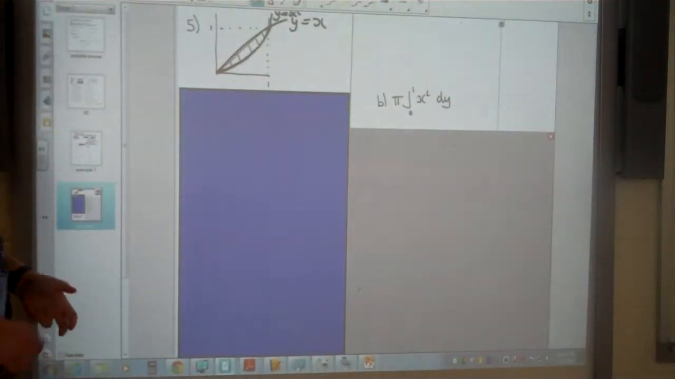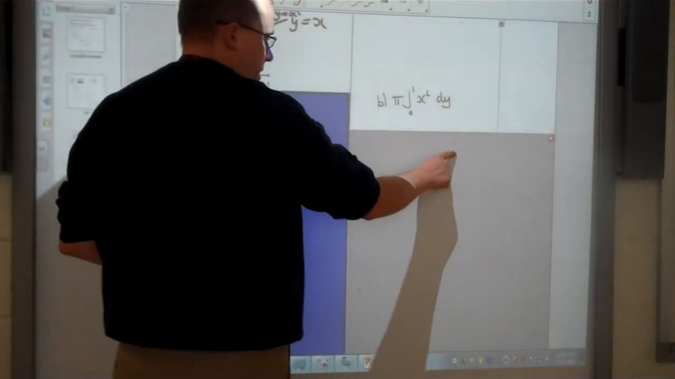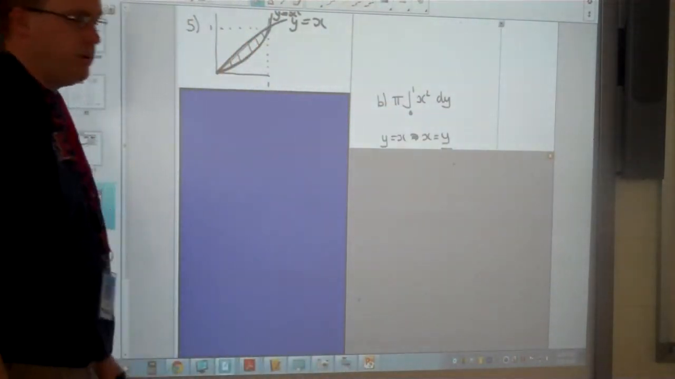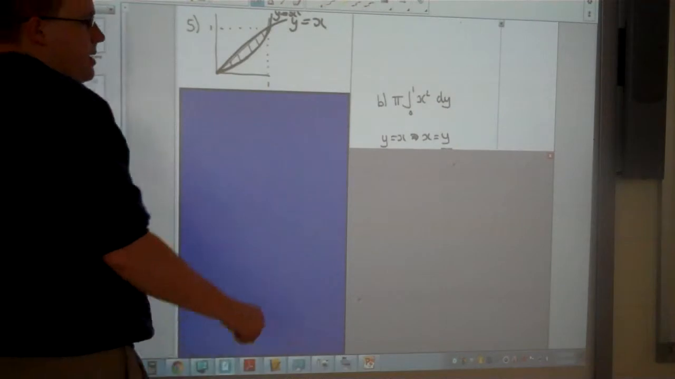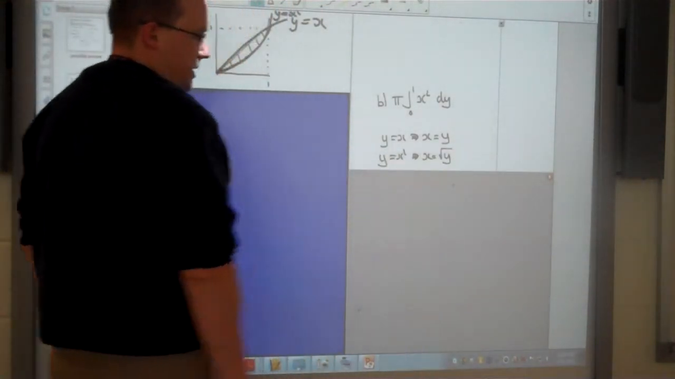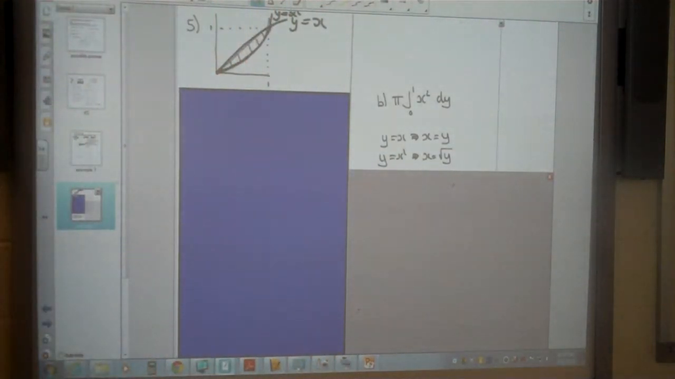Same formula. I've got to rearrange both of these to make them say x equals. So one of them's trivial. If y equals x, obviously x equals y. And if y equals x squared, if I rearrange that, then I get x equals radical y.